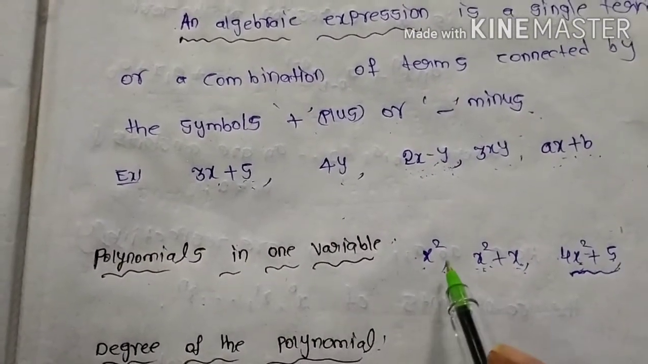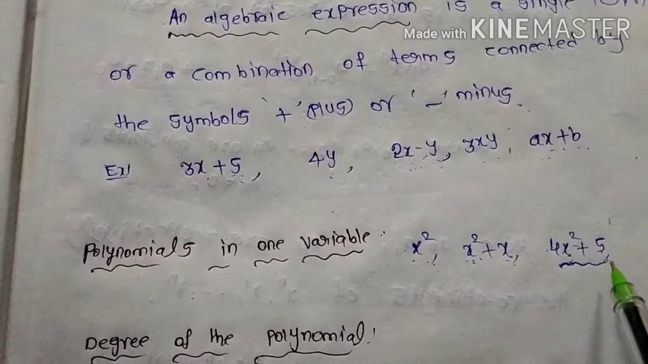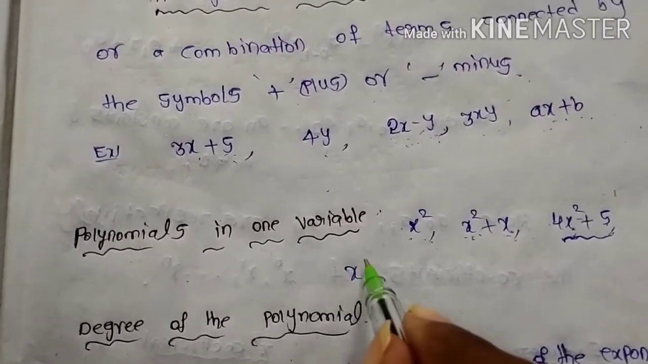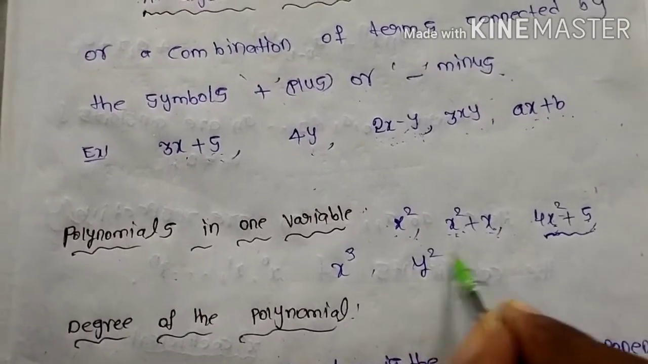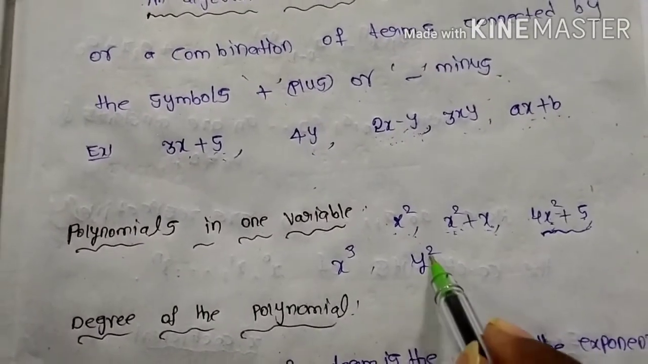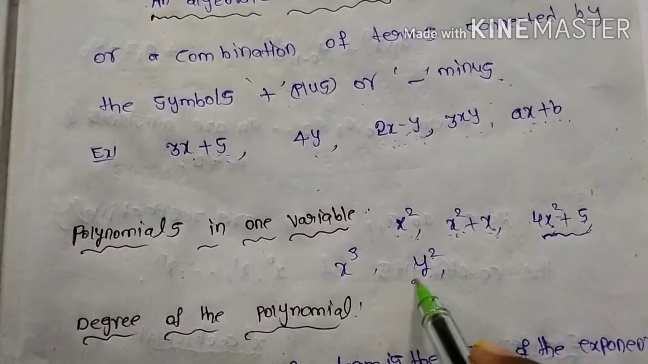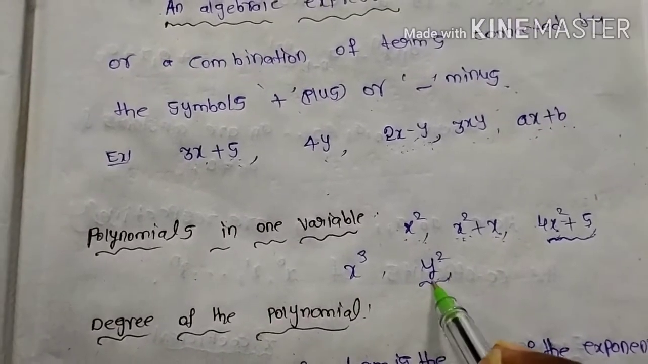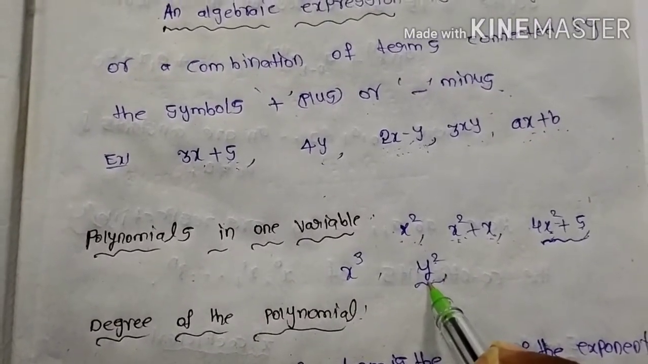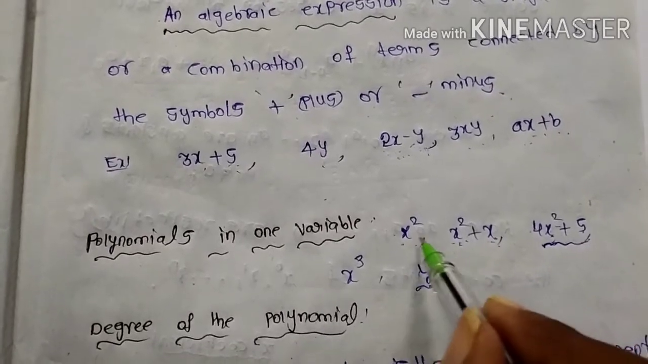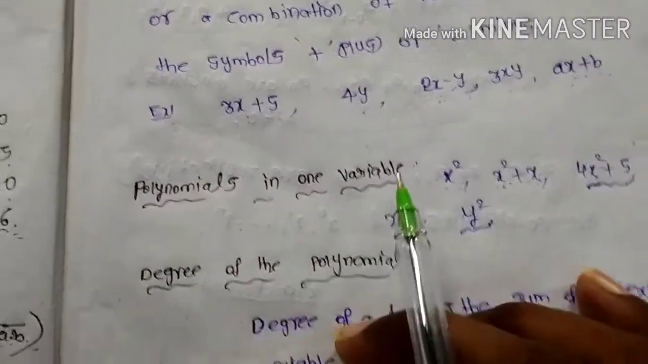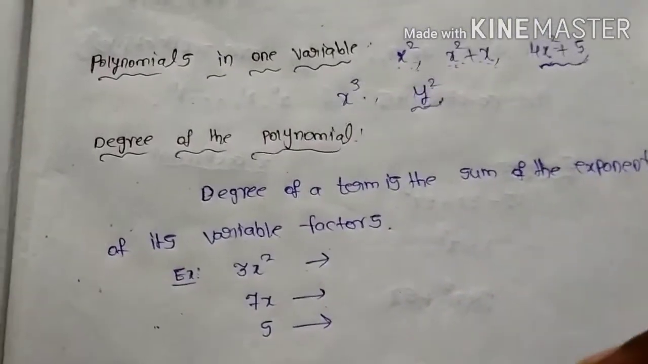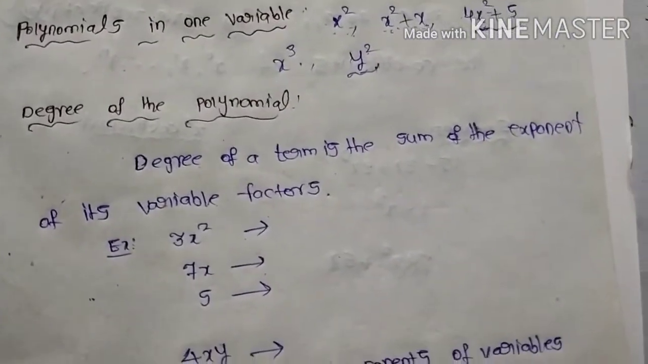Polynomials in one variable: x square plus x, 4x square plus 5, or you can take x cube, or for example y square. This is only one term, y square, yes or no? This is also a polynomial, because it is a polynomial in the variable y. These are polynomials in the variable x. See here, next one: degree of the polynomial.